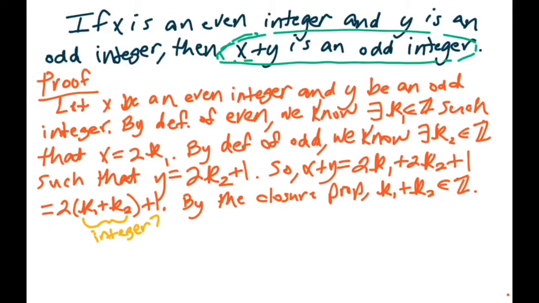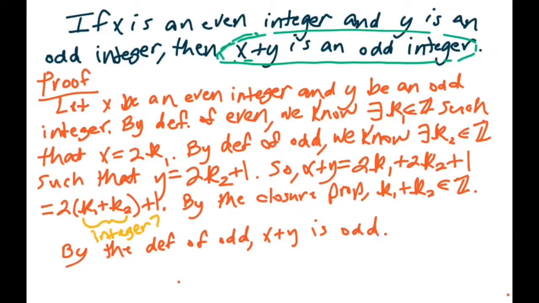And so now what we have is that x plus y is 2 times some integer plus 1. And so we have the definition of odd that we can apply here. And so we'll just say, by the definition of odd, x plus y is odd.